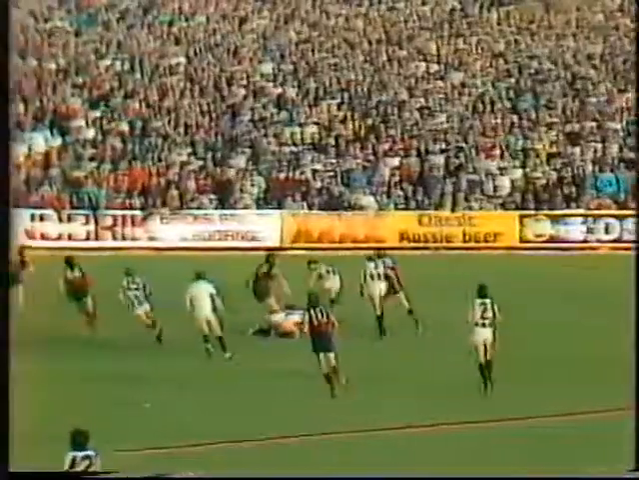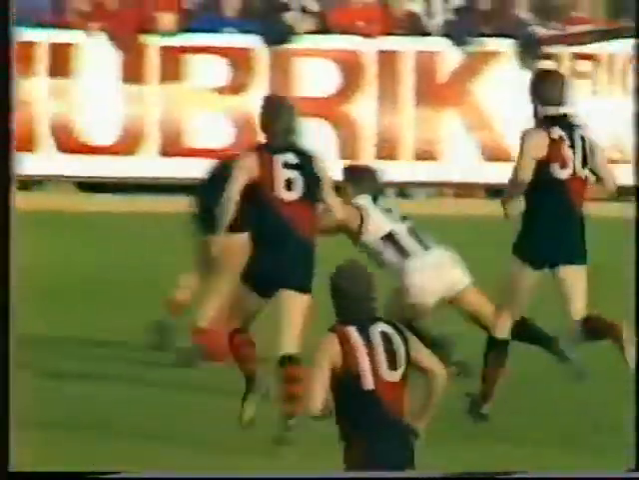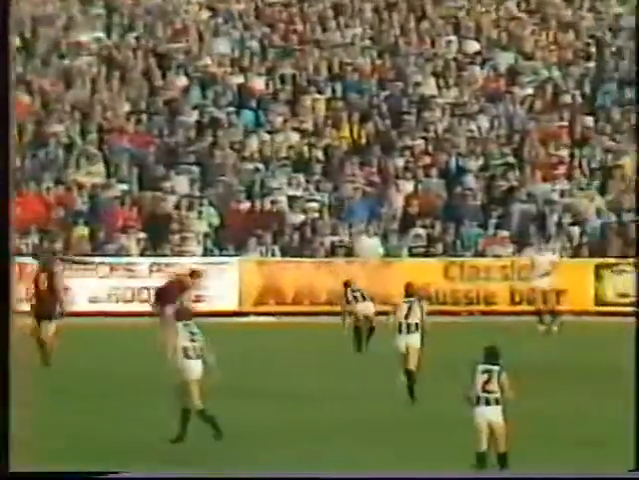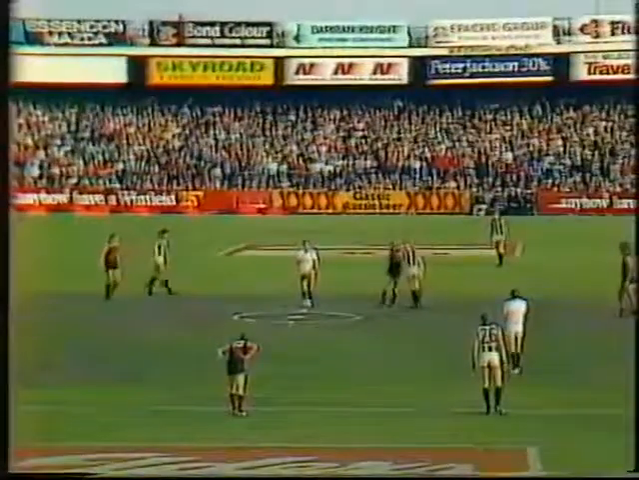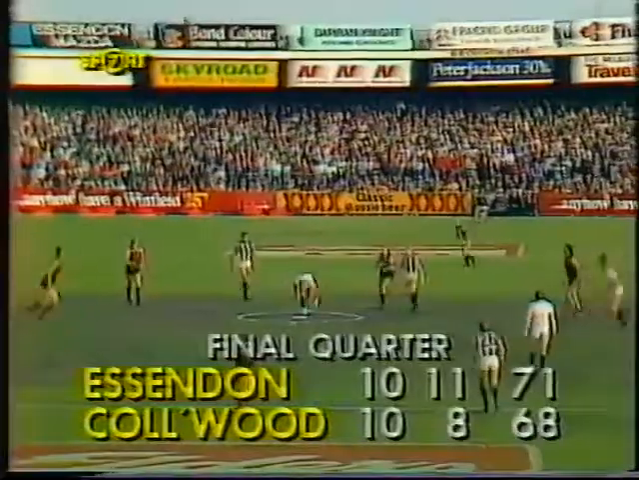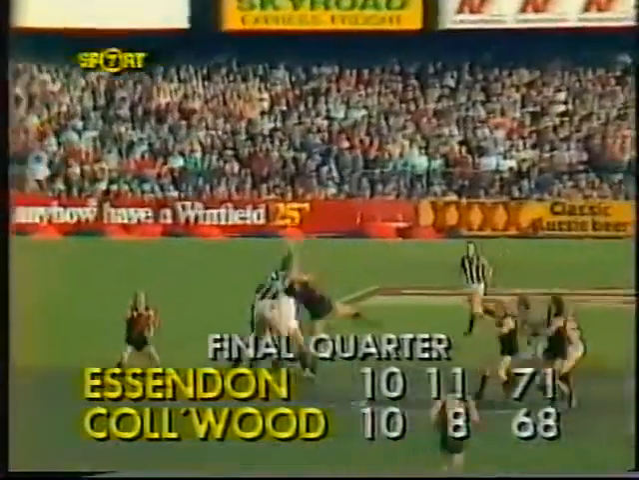The ball runs free at half forward. Chance now for Collingwood. Wide. Turner. Don't mess this up. Tuddenham shoots for goal from deep in the pocket. Oh, here at Windy Hill. Essendon's lead is again 3 points.